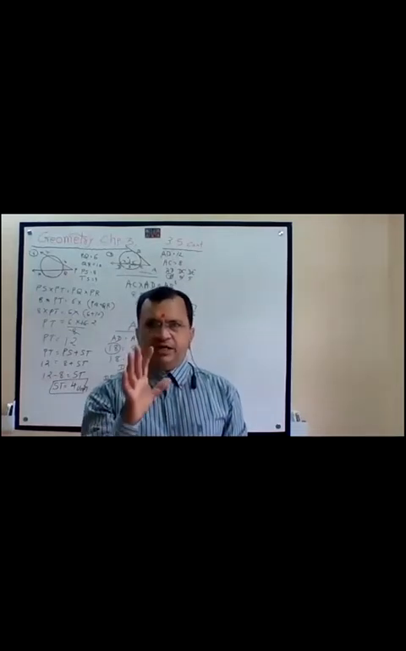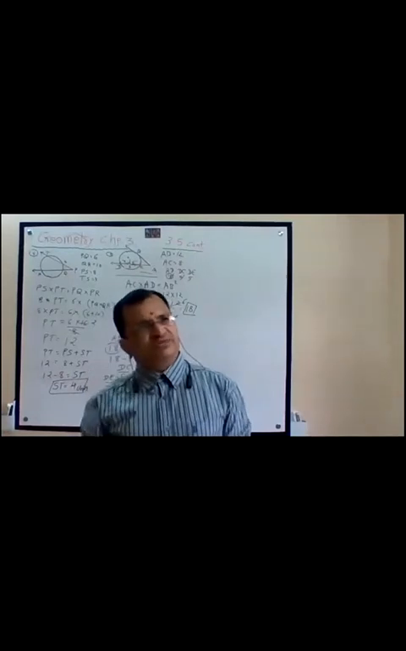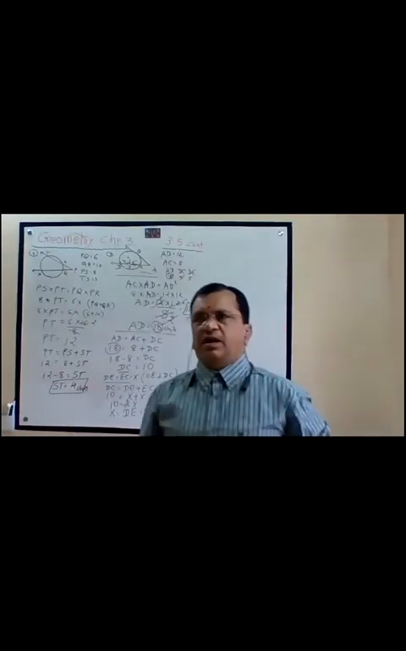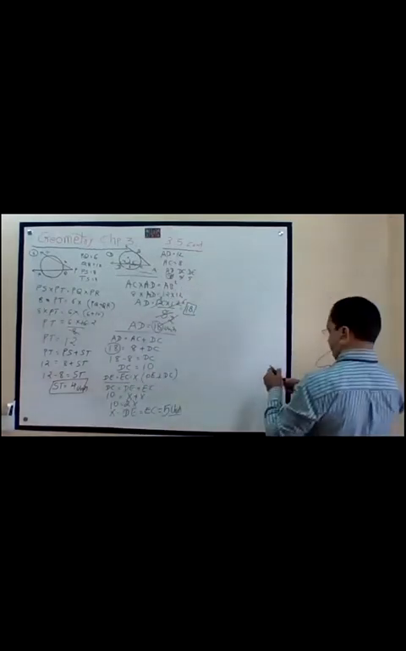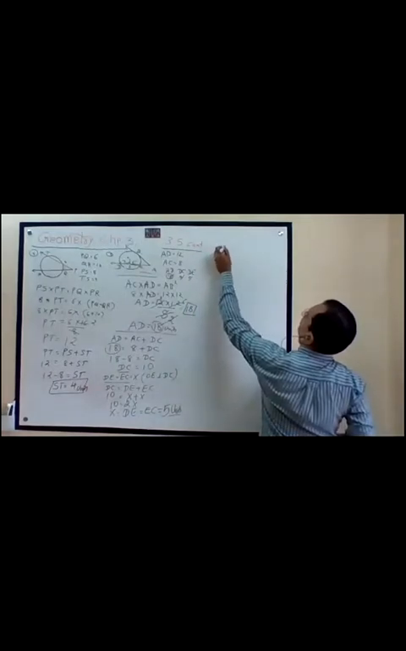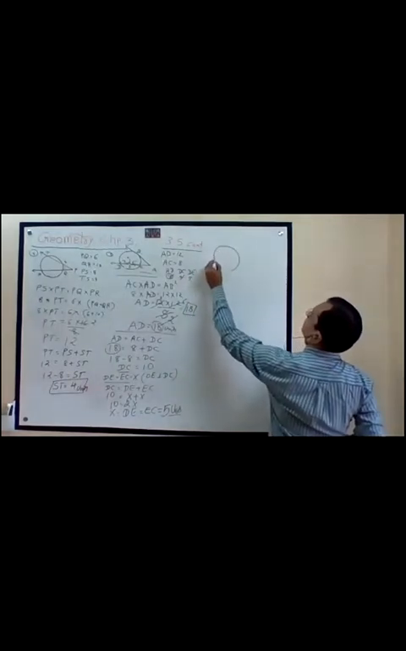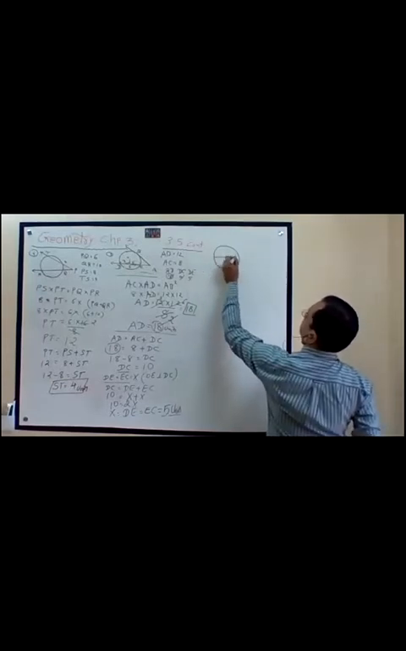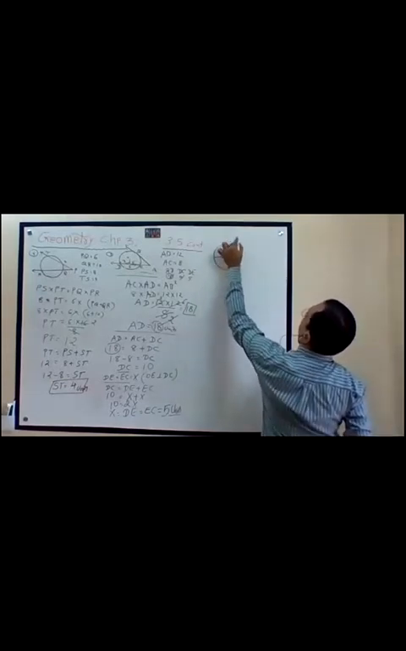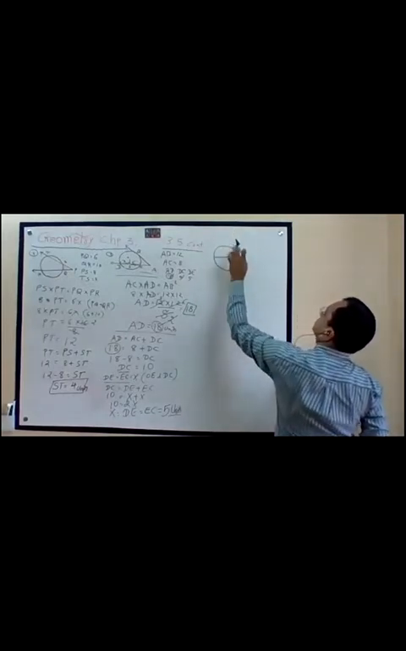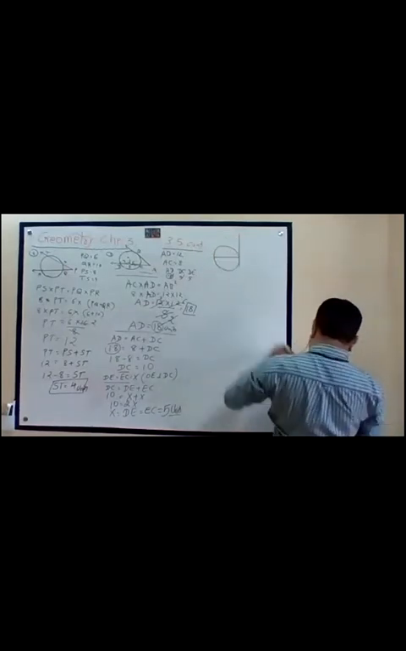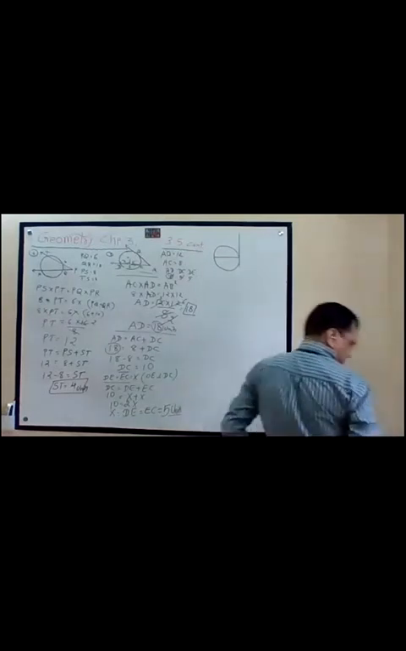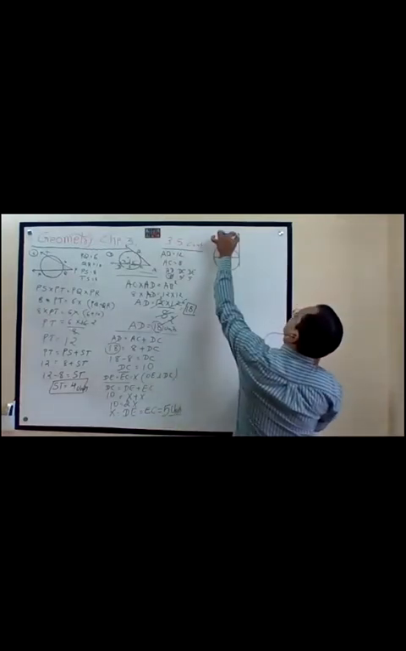Try to understand, try to observe diagram first. In a geometry, observation of diagram is very important. So what is given? One circle is given, one diameter is given, one tangent is given. And one secant from that it is given.